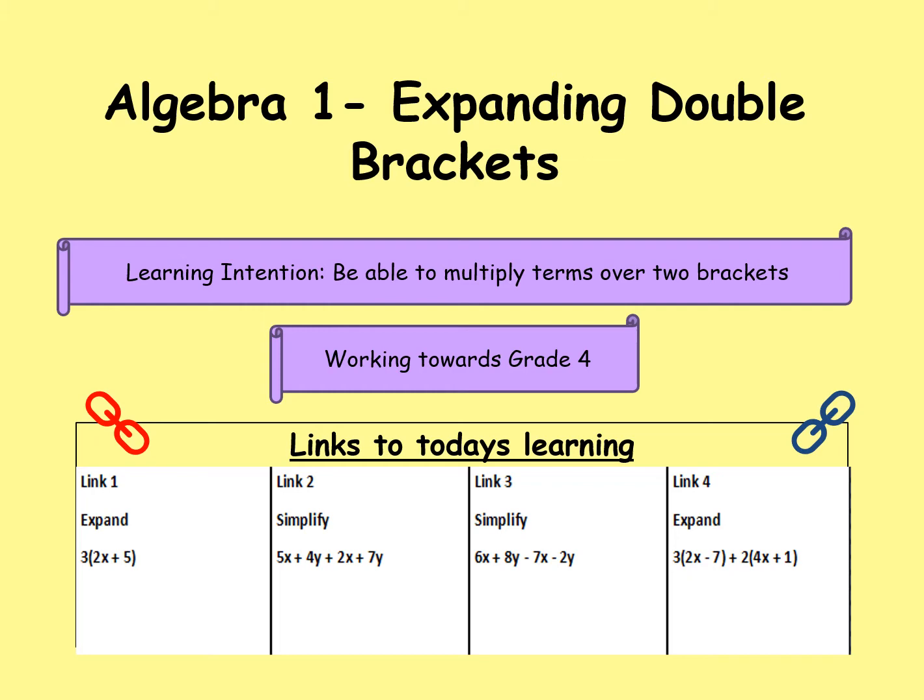Okay, so first question then, you've got 3 brackets 2x plus 5. So 3 times 2x is 6x. 3 times 5 is 15, so your answer is 6x plus 15.